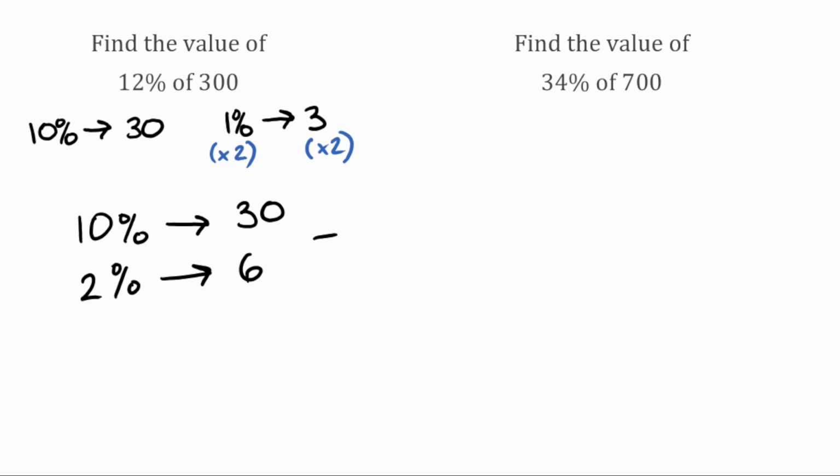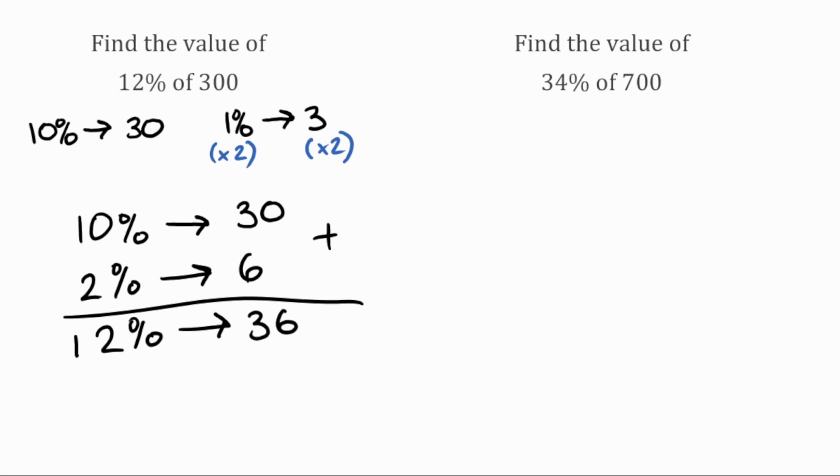So now what we need to do is put these back together. So I'm going to add my 10% and 2% to give me 12%. I then need to add my 30 and my 6, which gives me 36. So the answer to 12% of 300 would be 36.